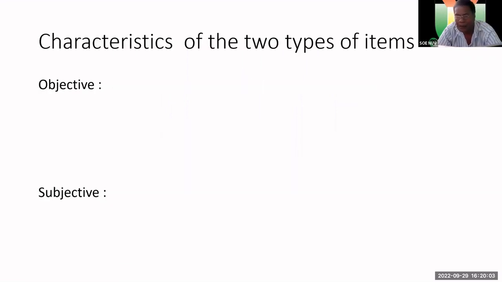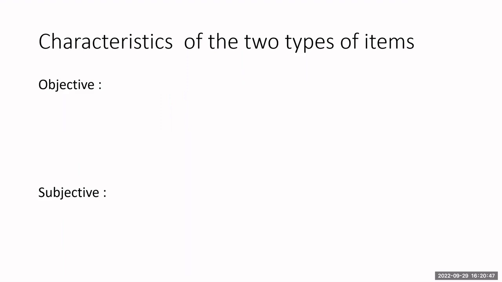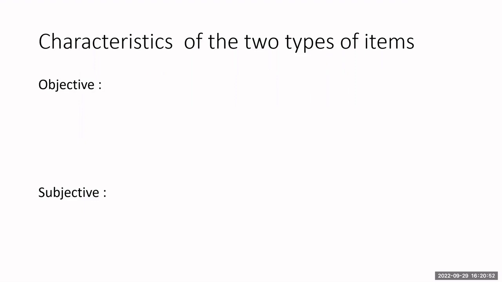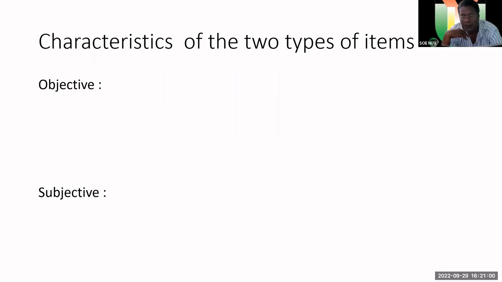What are the characteristics of the two types of items, objective and subjective? Let's start with the objective. What kind of item is an objective item? Provide an example. It looks as if objective items are multiple choice, true or false, match. Yes, good. They are objective items.